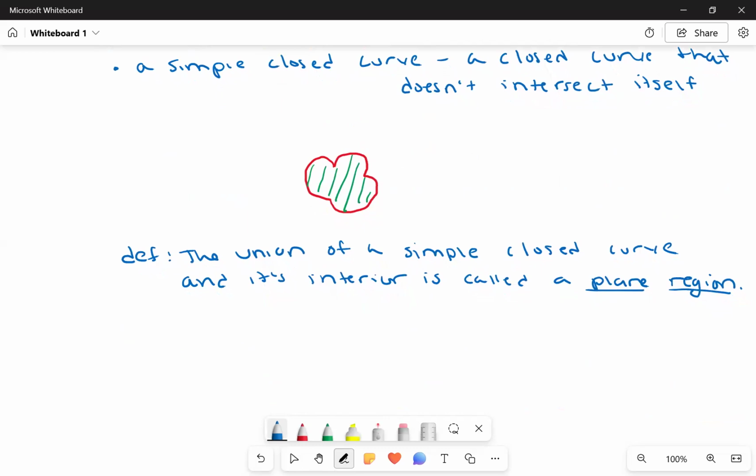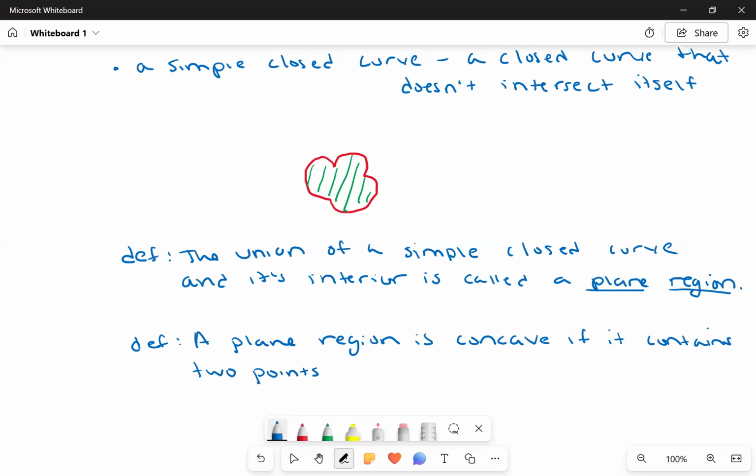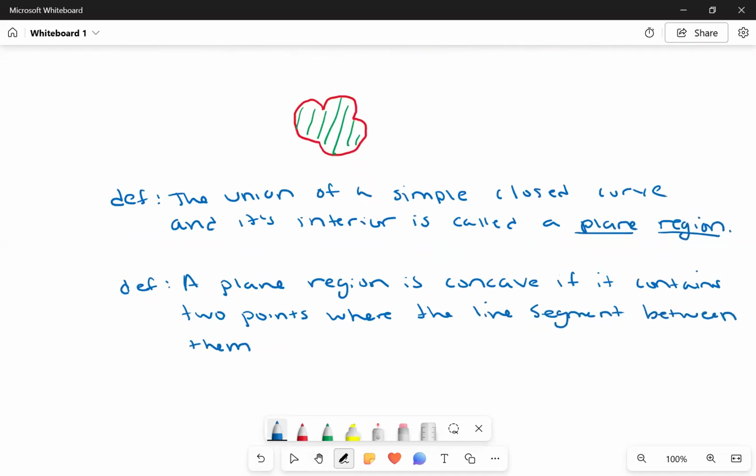Now let's get into what they mean by convex set. When they say set, they're talking about the set of points, or in this case, regions. I'm giving these definitions in a different way. A plane region is concave if it contains two points where the line segment between them does not completely lie in the region.